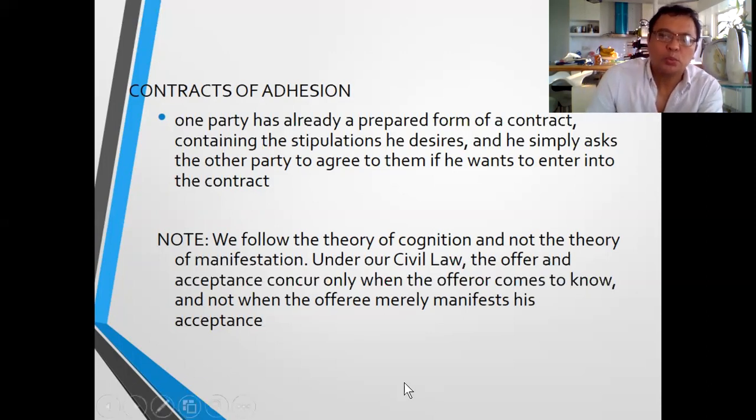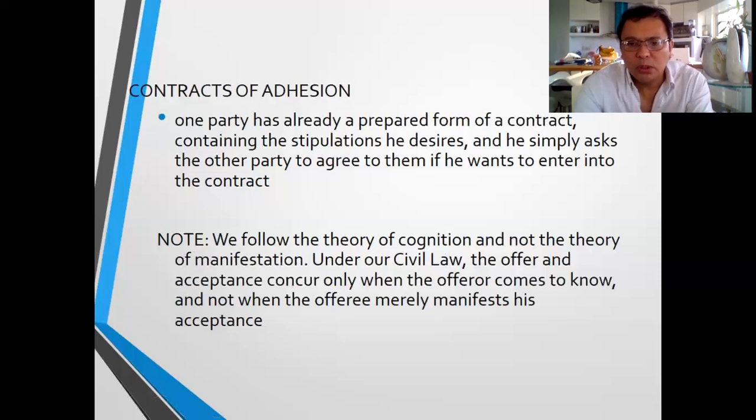According to our system of law here, we do not follow the theory of cognition. But what we do follow is the theory of manifestation. Cognition is being aware. Manifestation is showing to the other party that this is your intention, and then the other party recognizes that intention. So our civil law does not require that offer and acceptance concur only when the offeror comes to know, and not when the offeree merely manifests his acceptance.